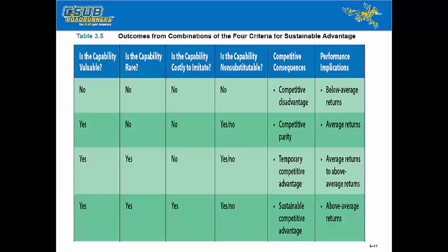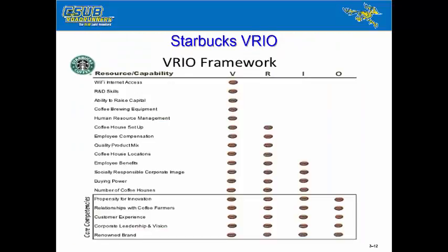If you have a resource which is valuable, rare, hard to imitate, and you're well organized to take advantage of it, that is what is going to end up generating sustainable competitive advantage and above average returns for your firm. So those are the resources that you want to target.